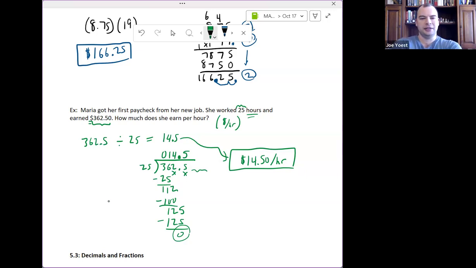Any questions on multiplying or dividing decimals, or really anything so far about decimals?